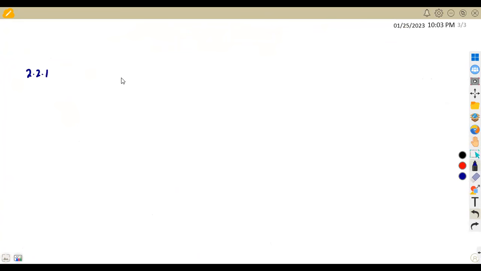So this is 2.2.1, where we are given the logarithm of x in base a multiplied by the logarithm of a in base 3 must give us 4. Okay, so this is the question. What can we do? That's the question. How can we solve this log?